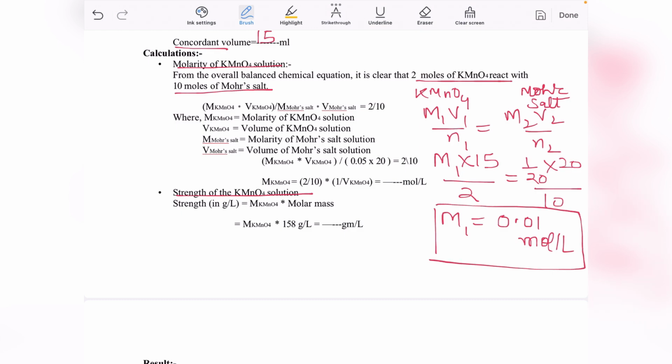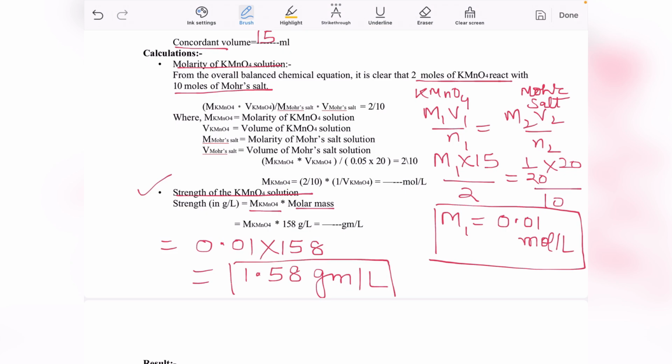Okay, so the molarity of potassium permanganate comes out 0.01. Then the next step is the strength. Strength is molarity into molar mass. Molarity of potassium permanganate is 0.01 and molar mass of potassium permanganate is 158. So strength comes out 1.58 gram per liter.